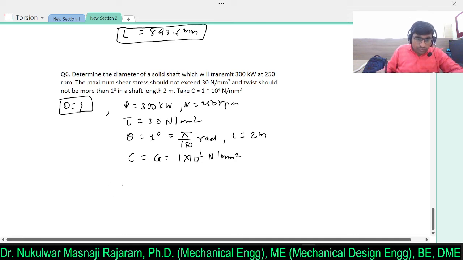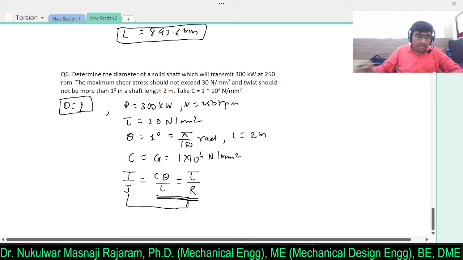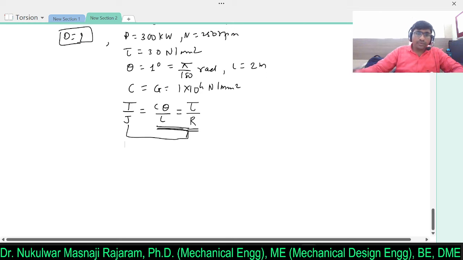Now we will use one expression that we have derived, that is T by J is equal to C theta by L is equal to tau by R. Clear? Now if you observe this, from this R we can get the diameter. Now we can use this expression or this expression. Clear? So we will see one by one, or we can use our first equation also, that we have seen earlier, that is T is equal to pi by 16 into tau into d cube.